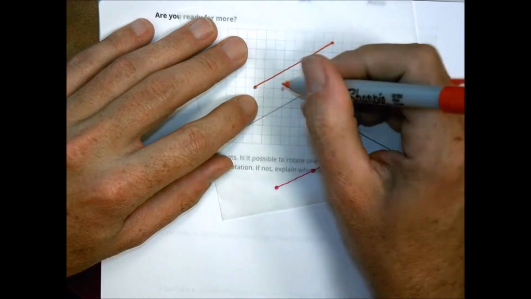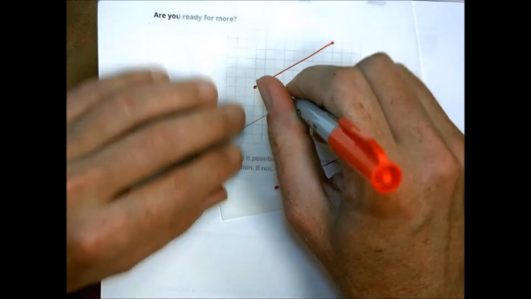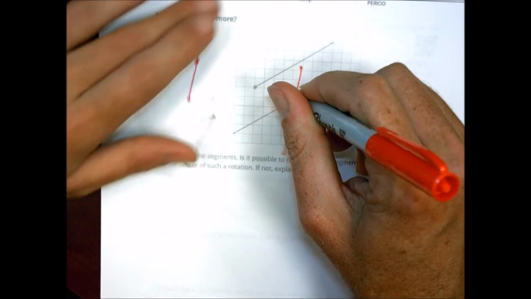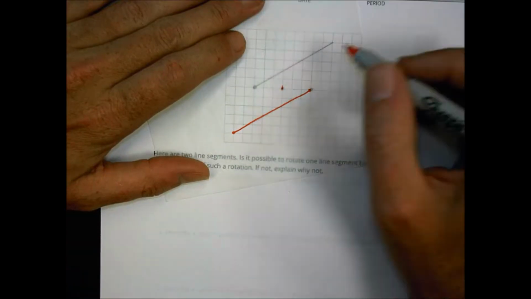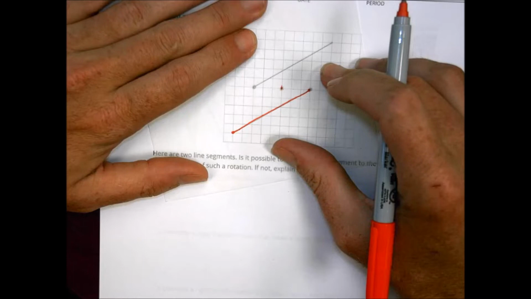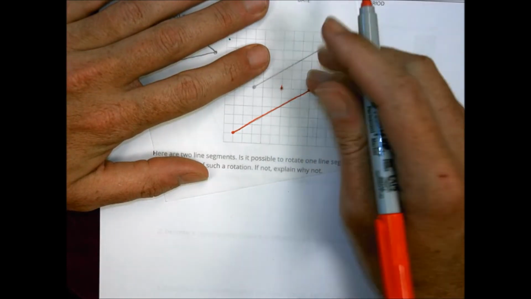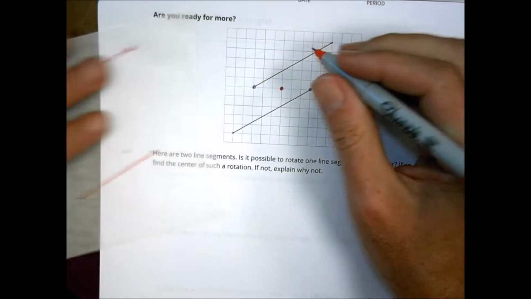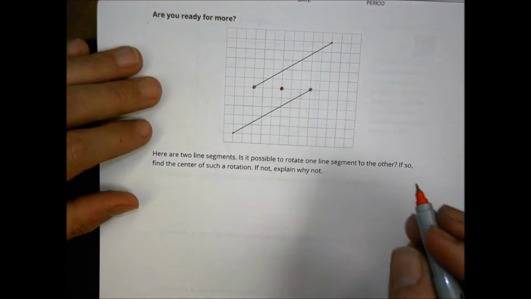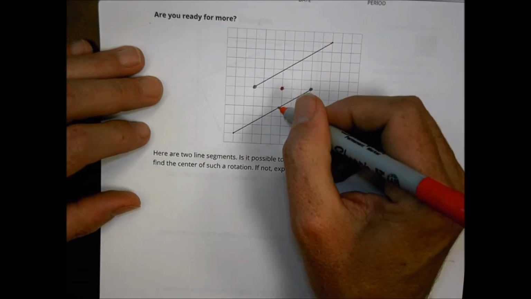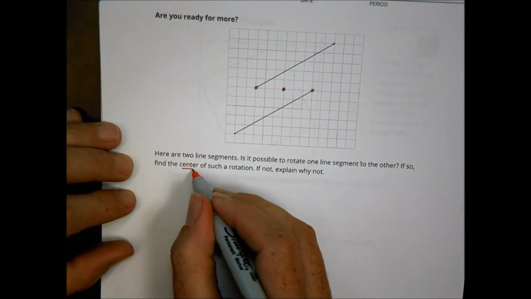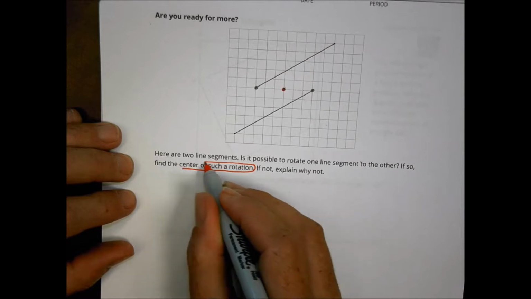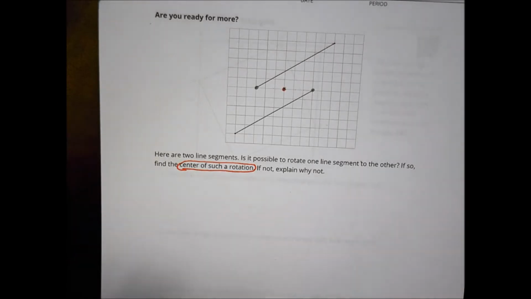If I end up having a midpoint or a center point here, I can rotate 180 degrees and it snaps in place on the one right below it. So I'm just rotating it from one to the other by finding a midpoint right there. So I can rotate it so that this one lands on top of that one because there is a center of rotation located here. That center of rotation is important if I'm going to be able to do that. If there's not a center of rotation, it just won't work.